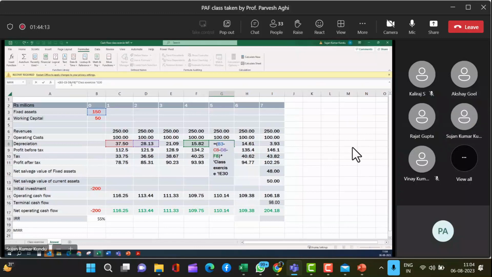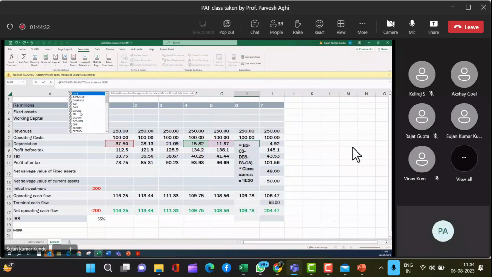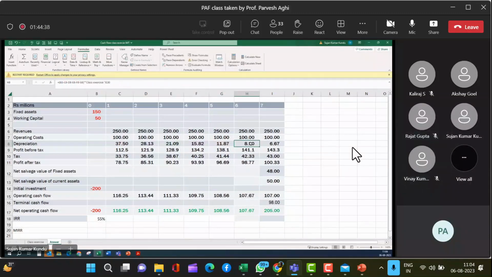Now it is correct. Now just complete this, Sujan. Just see that everything matches. It should come to 6 in the final year. Look here also. Just show the formulas. Yes, you are missing that. The D8 is missing here. Okay, which one is shown by Vinay? Okay, it's done.